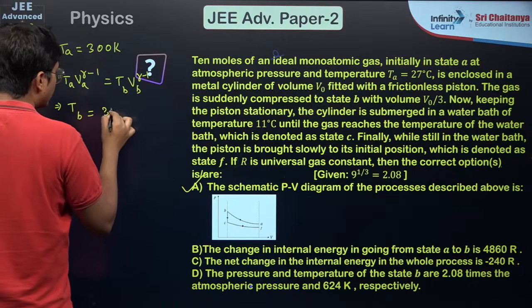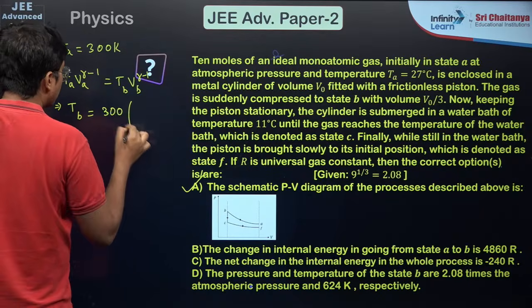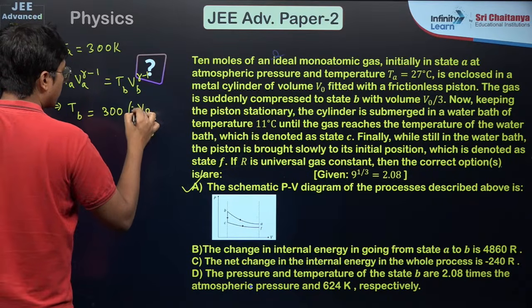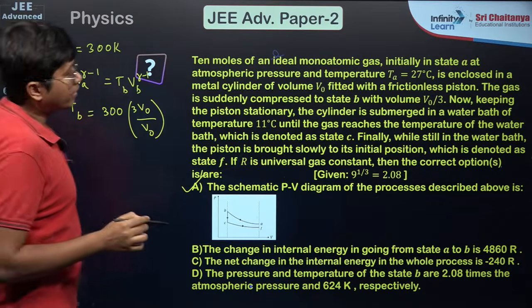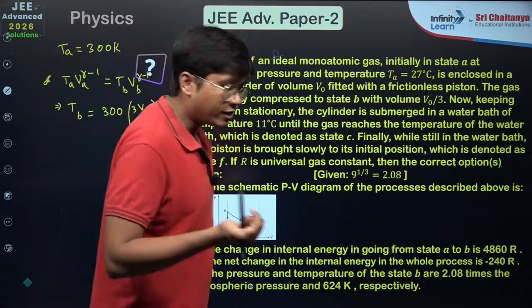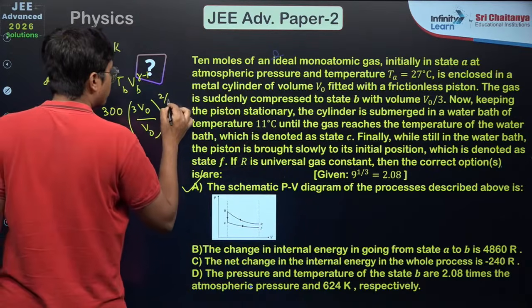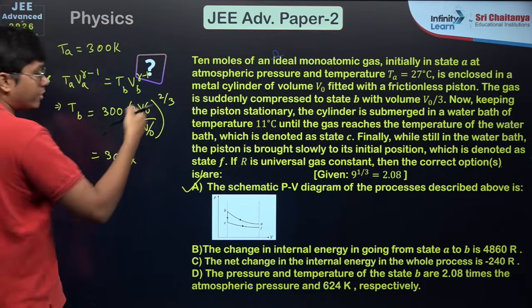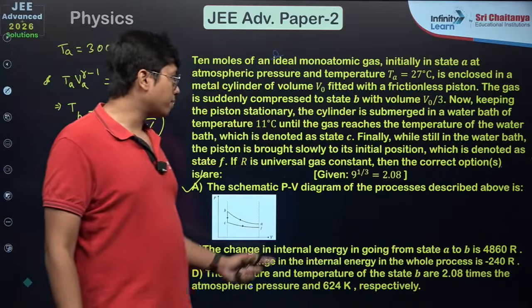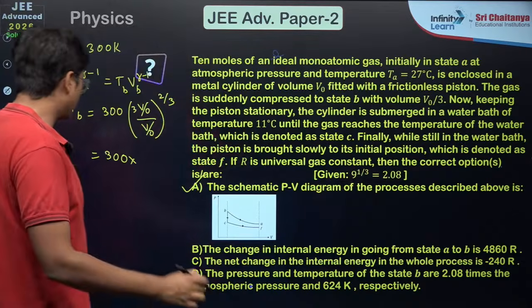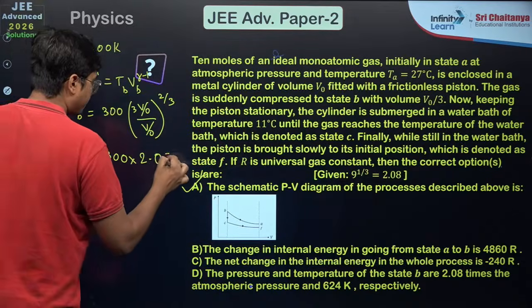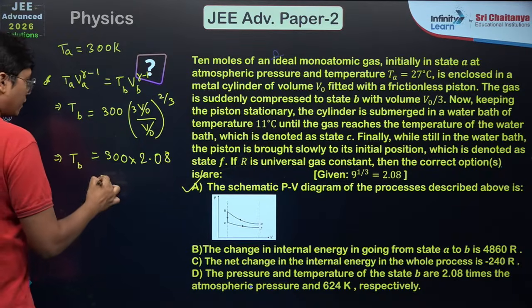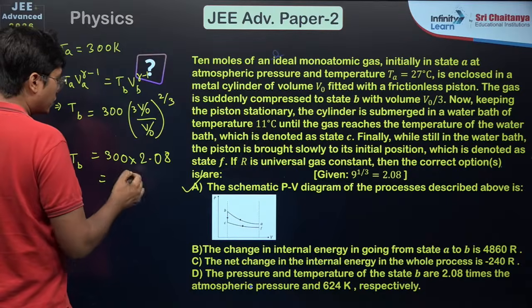TB is equal to TA, which is 300, multiplied with VA, which was V0, over VB, which was V0 by 3, to the power gamma minus 1. It's a monoatomic gas, so gamma is 5 by 3. 5 by 3 minus 1 is 2 by 3. That is 300 times 3 to the power 2 by 3, which is 9 to the power 1 by 3, whose value is given to us as 2.08. You can calculate the TB here. That will be equal to 208 into 3, which is 624.